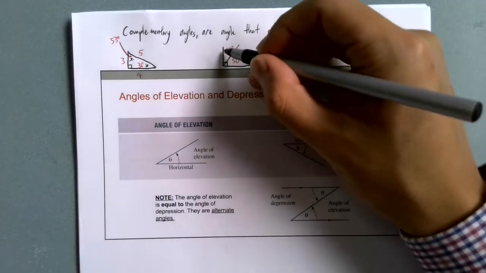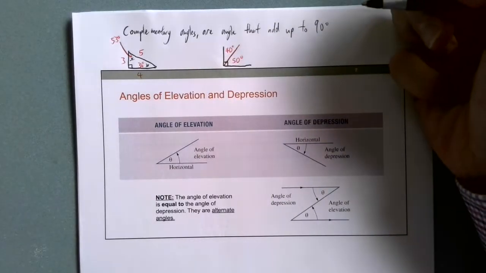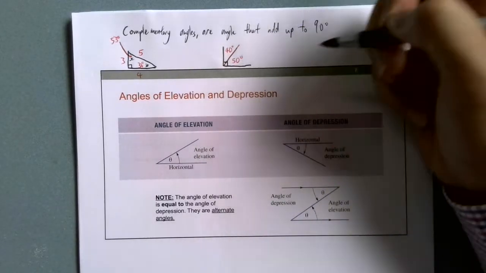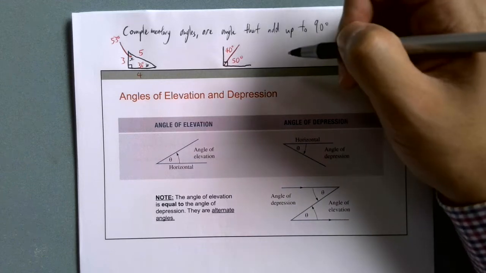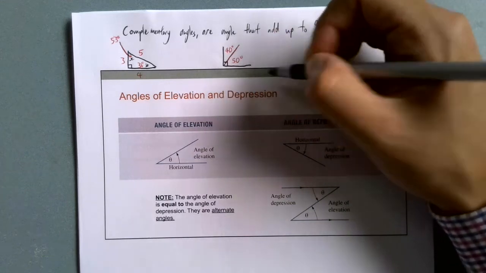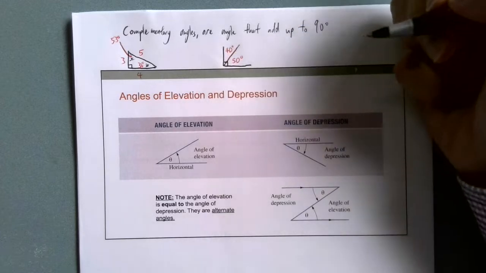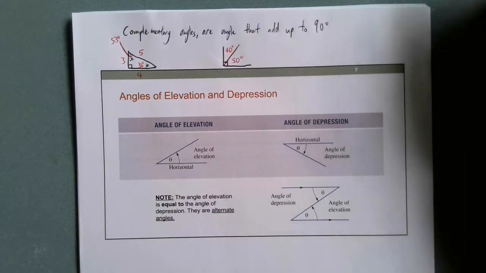On the flip side, if we do have a right angle and we draw a line that splits it, we know if one side's 40, the other one has to be 50 because they are complementary angles, and this angle is 90 degrees. 40 plus 50 also equals 90 degrees.